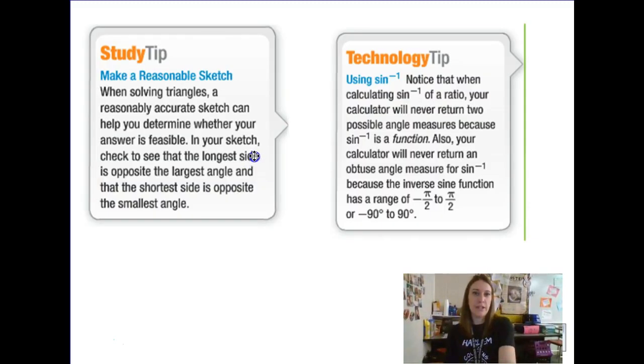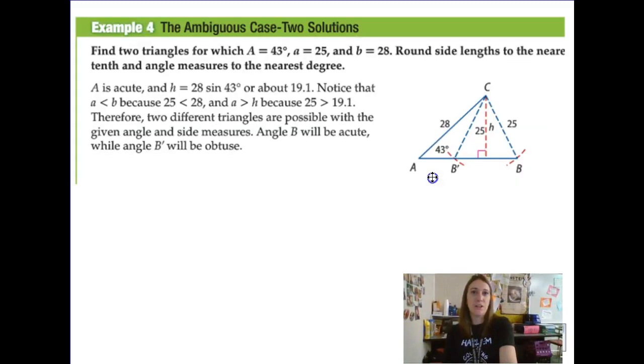Your inverse sine will never give you two possible angles. Remember, arc sine is defined between negative pi over 2 and pi over 2. So we just have to remember that our calculator has its limitations, and this is one of them.